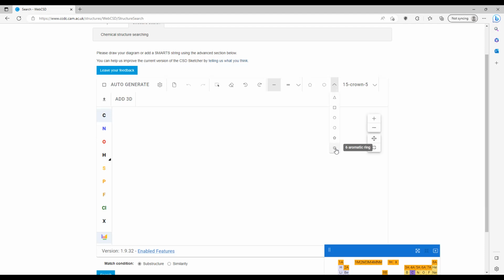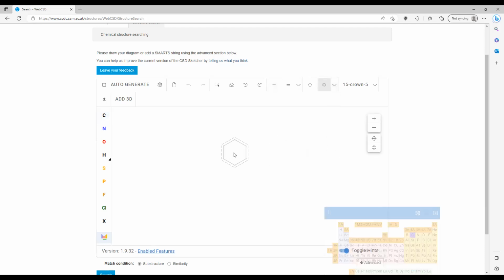This is the ring you need to pick. This is the correct ring. Do not pick the one without the dashes. See the dashes in it? You click on it, and we can put it in our chemSketcher. So that's the first part. We now have the six-membered aromatic ring. Again, drop down, and you select the one that says six aromatic ring.